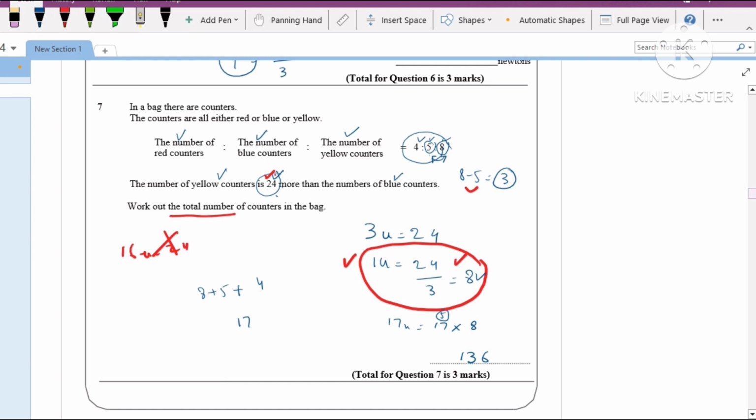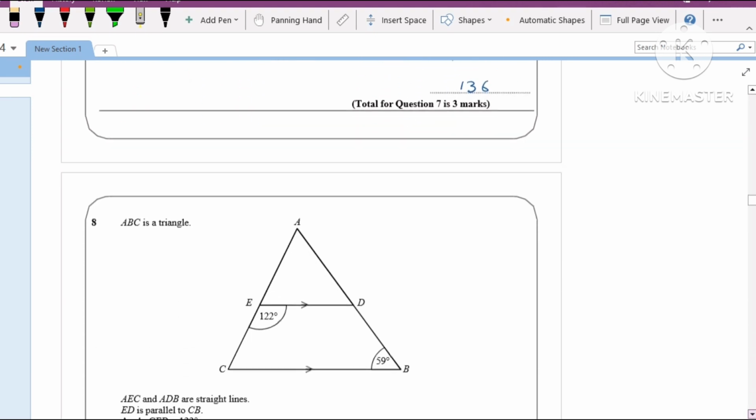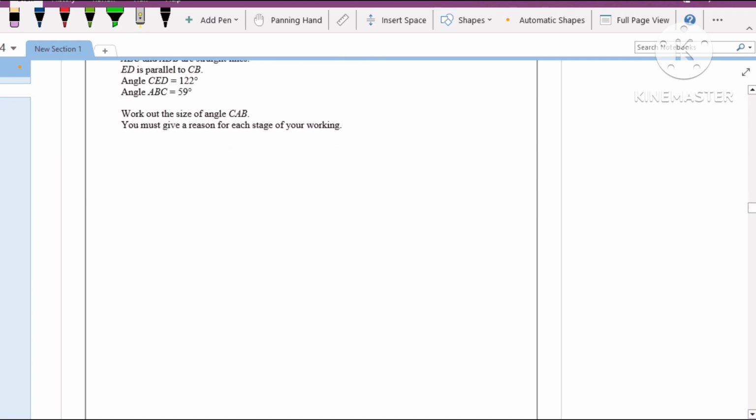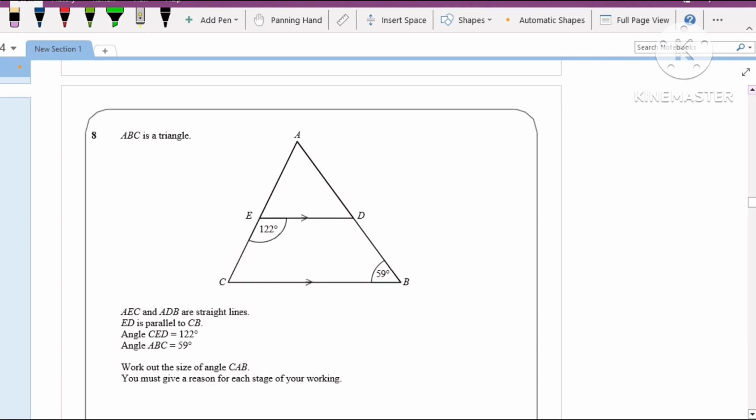We have to move to the next question now, question number 8. This question is about similar figures, parallel line properties and angle properties of the triangle. So look at the question. AEC and ADB are straight lines. ED is parallel to CD. This is 122, this is 59, and you have to find the angle CAB. So this is the angle which we have to find.